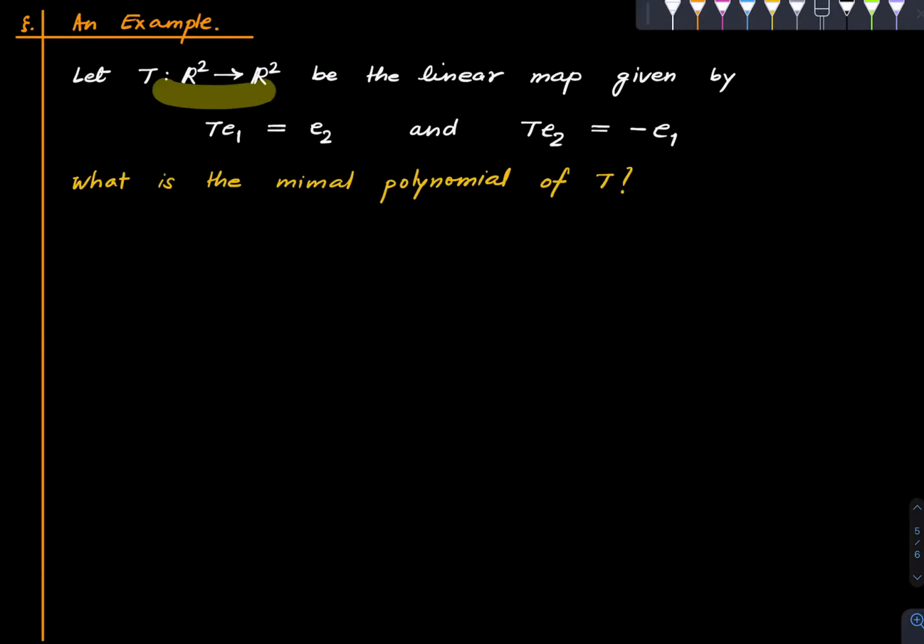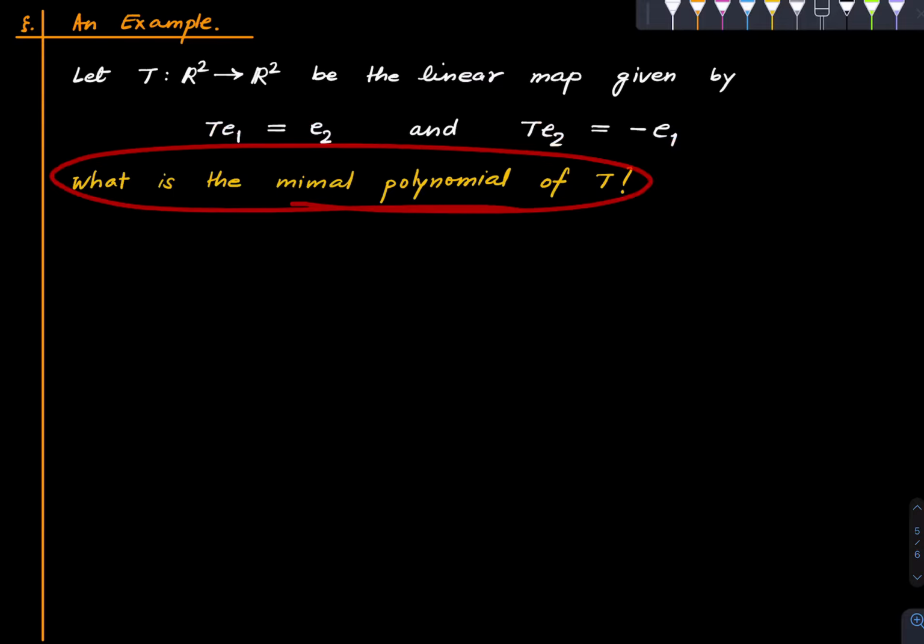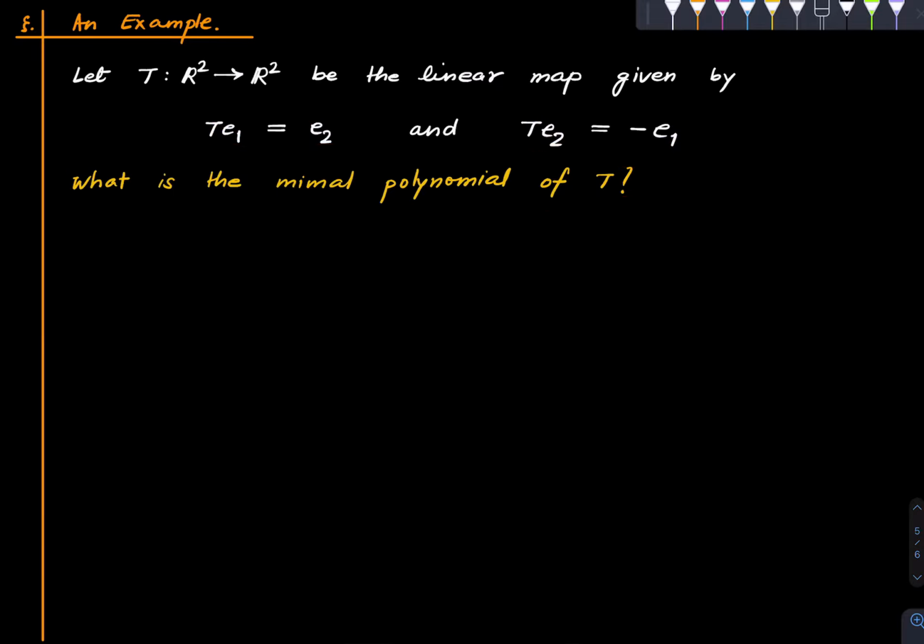We have this favorite 90-degree rotation map, which sends E1 to E2 and E2 to minus E1. Then what is the minimal polynomial of T? How do we compute it? To compute the minimal polynomial, there are several ways to do it, but here is at least one way.